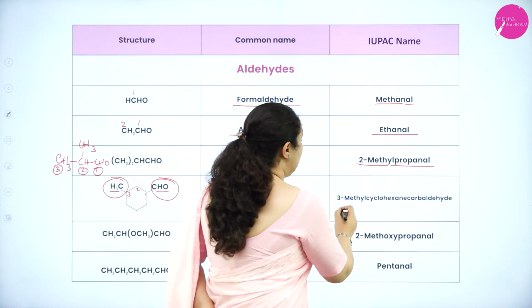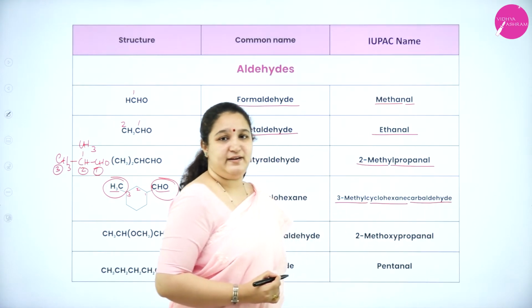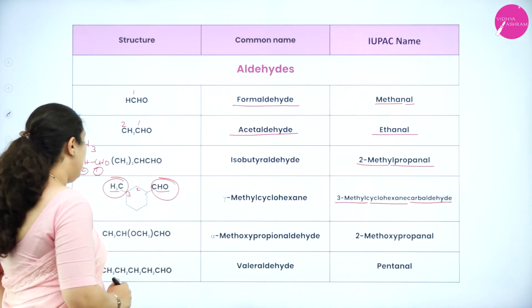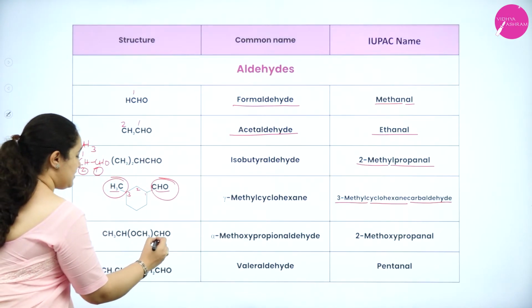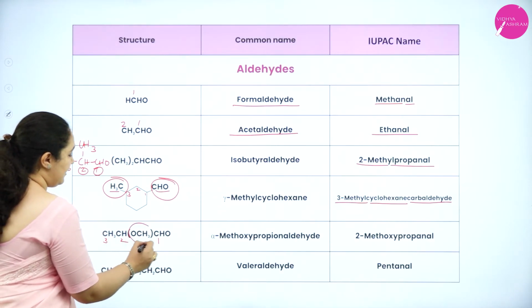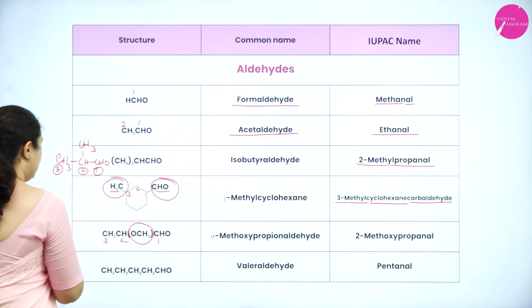So it is 3-methyl cyclohexane carbaldehyde. Okay? I hope you are following. Next, if you see, this is the first carbon atom, this is second and third. To the second, OCH3 is attached. If you want me to write this again, I shall do that.